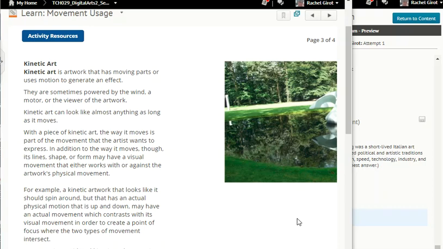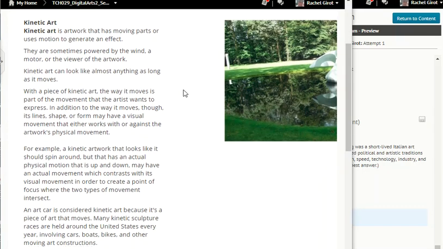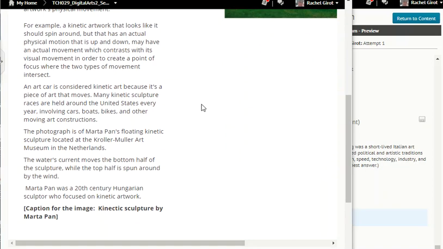With a piece of kinetic art, the way it moves is part of the movement that the artist wants to express. In addition to the way it moves, though, its lines, shape, or form may have a visual movement that either works with or against the artist's physical movement. For example, a kinetic artwork that looks like it should spin around, but that has an actual physical motion that is up and down, may have an actual movement which contrasts with its visual movement in order to create a point of focus where the two types of movement intersect.